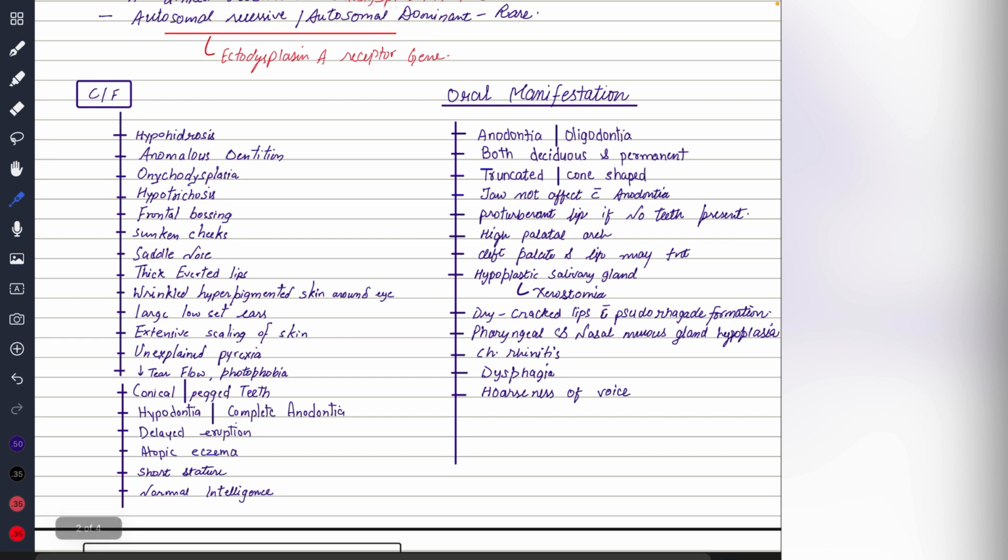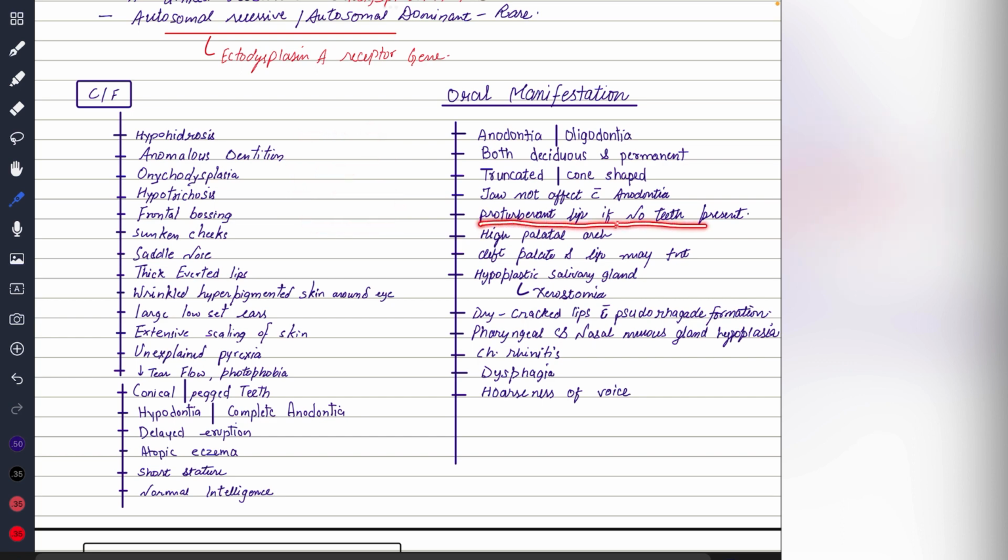Especially in the oral cavity, you have either anodontia or oligodontia, basically either no teeth or a lesser amount of teeth, and both deciduous and permanent teeth will be affected. Teeth will be truncated or cone shaped. Jaw is not affected with anodontia. Even though you have fewer teeth, that doesn't mean you have absence of jaw. You will still have your complete jaw irrespective of whether you have teeth or not.